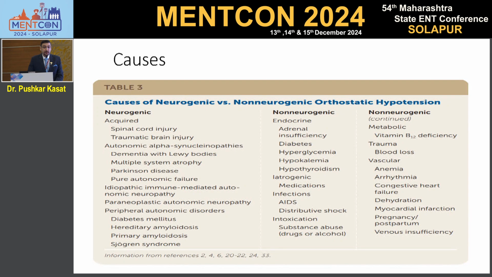These are the various causes of orthostatic hypotension: neurogenic, non-neurogenic. Any patient with dementia, Parkinson's disease, peripheral neuropathy, or diabetic peripheral neuropathy may also have additional orthostatic hypotension.